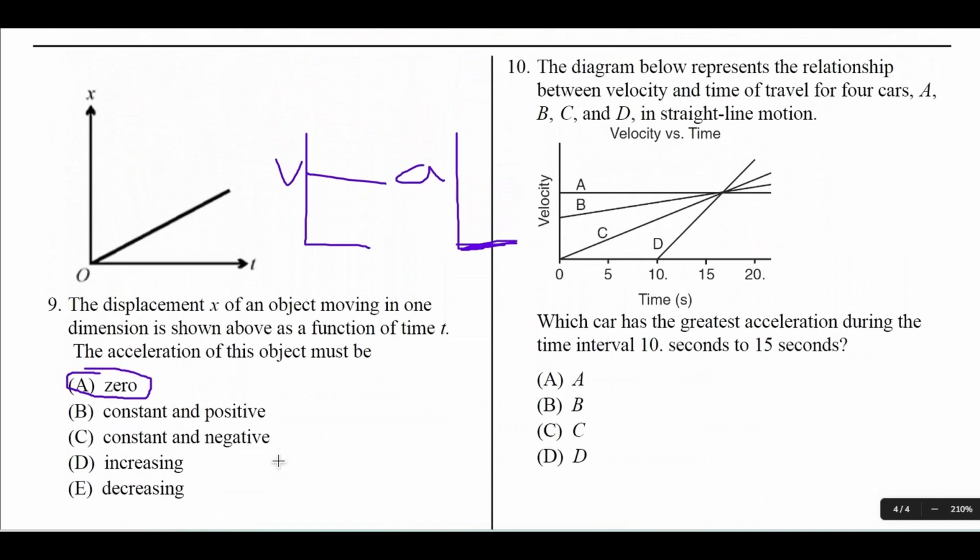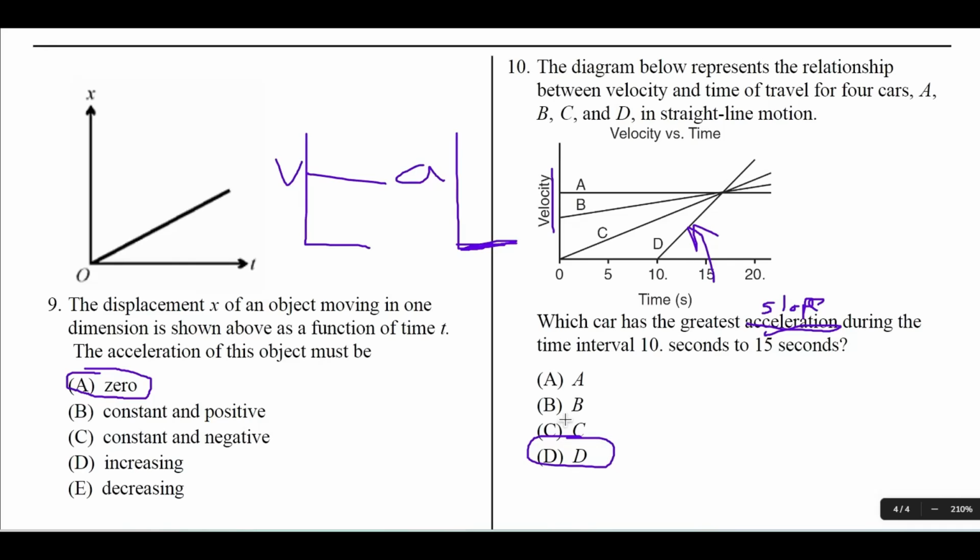Here's the next one. I think this is actually the last one. Pause the video, work it yourself, go over it in a second. All right. So they want to know which car has the greatest acceleration from 10 to 15 seconds. Because this is a velocity graph, the acceleration is the slope. So it's really asking which one has the greatest slope during the 10 to 15 seconds. And the greatest slope is car D, this one. So there you go.